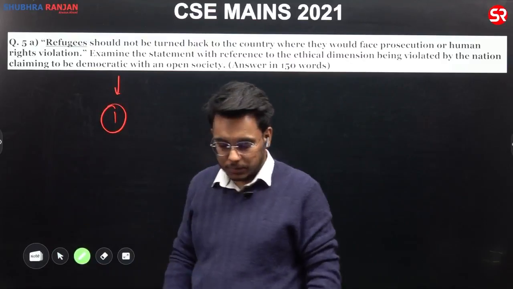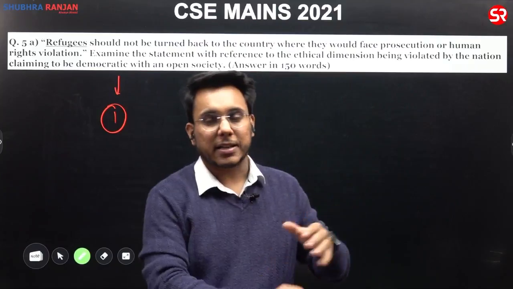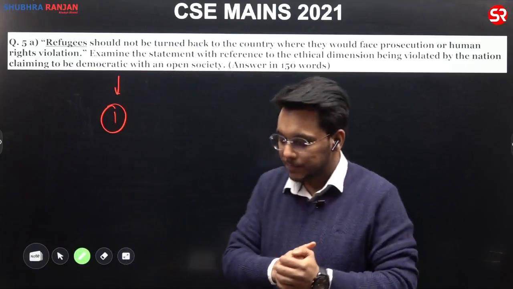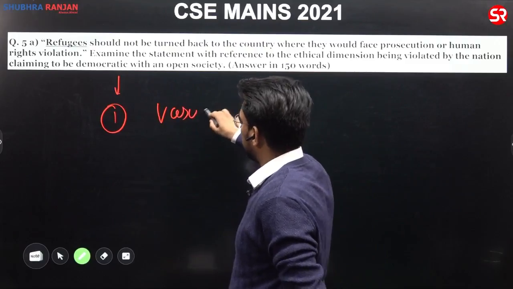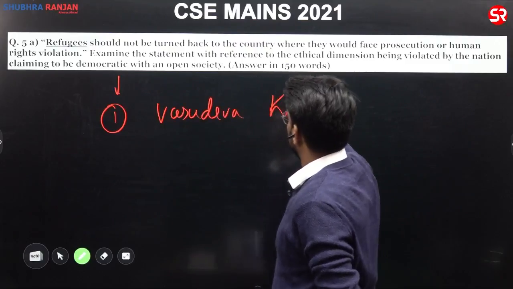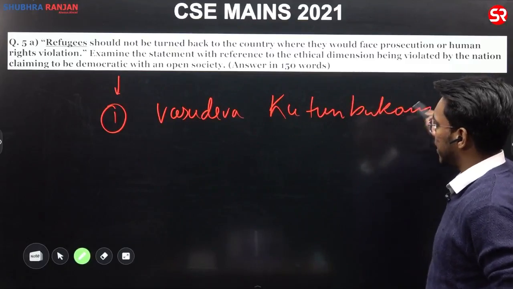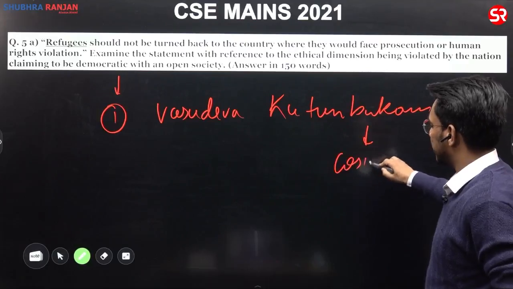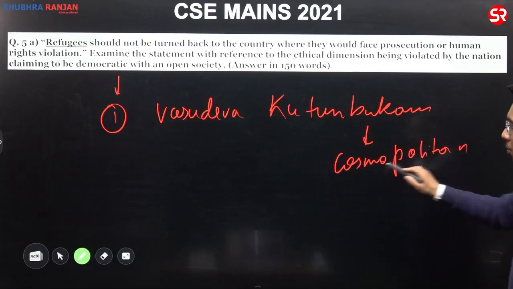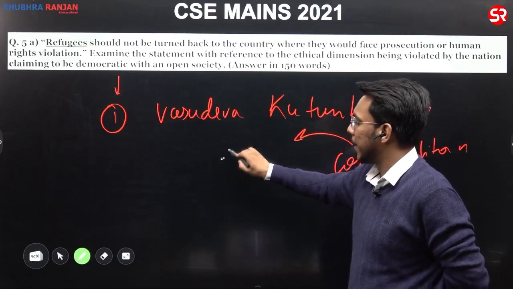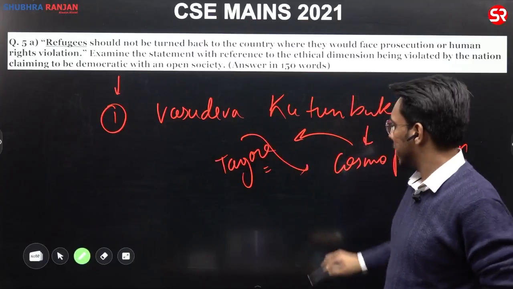Number one. In the countries where refugees are being turned back, it defeats the idea of Vasudeva Kutumbakam. Now, the idea of cosmopolitanism was very strongly advocated by Rabindranath Tagore.